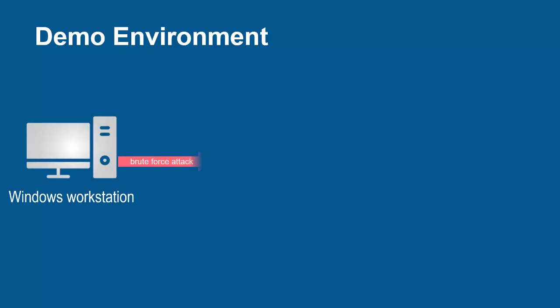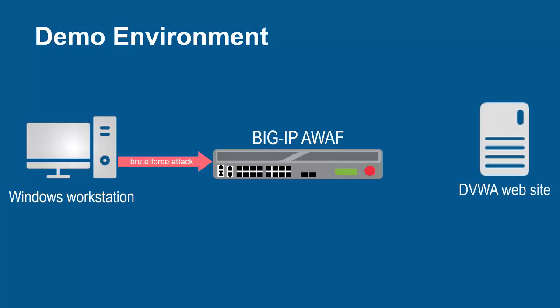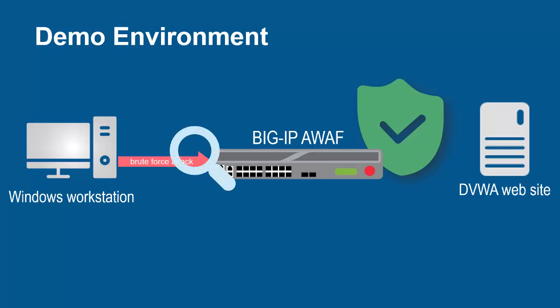The environment for this demo contains three devices. A Windows workstation will be used to submit brute force attack requests that automate CAPTCHA responses. These requests will arrive at the F5 BIG-IP system, running Advanced WAF. The BIG-IP system sits in front of, and protects, the back-end web application. The BIG-IP system, using its full proxy architecture, examines every request and can block all brute force attacks and prevent them from going to the back-end web servers.